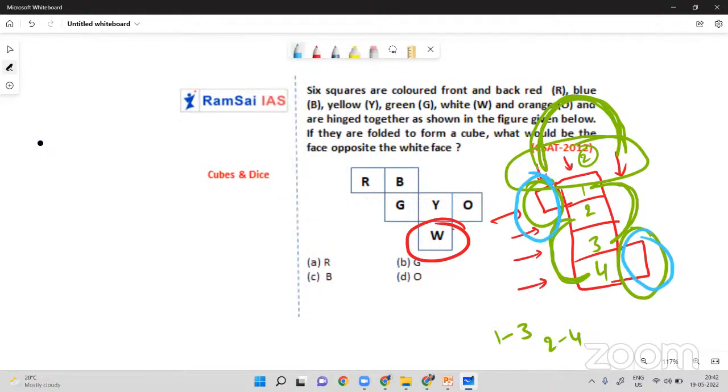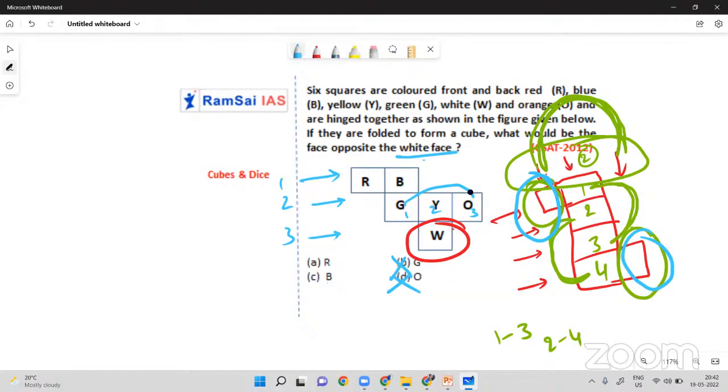Similarly, the same applies for rows as well, not only for columns. So here I'll do one thing. This is 1 row, 2 row, 3 row. Here the second row has the highest number of faces, 1, 2, 3. So 1 and 3 are opposite to each other. G and O, green and orange, should be opposite to each other. So we need to find out the opposite of white now. G and orange can be eliminated. So the answer can be either R or B.